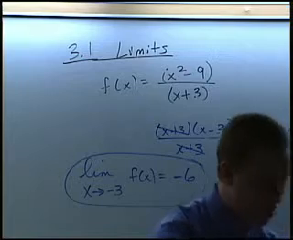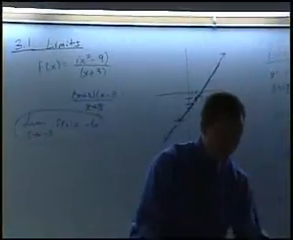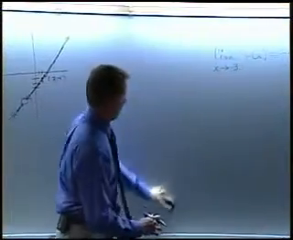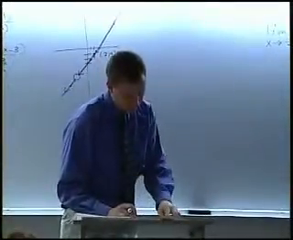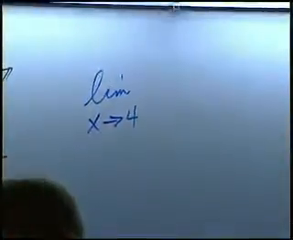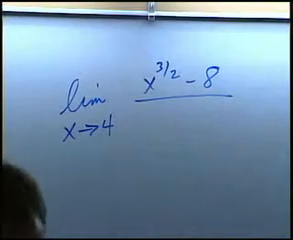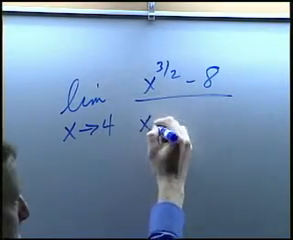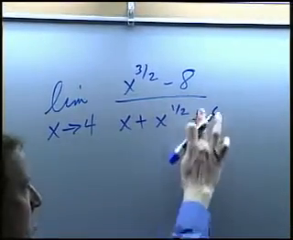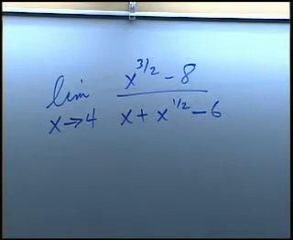Now, let's go to another example here. What if we look at this example here? Limit as x goes to 4 of x to the 3 halves minus 8 over x plus x to the 1 half plus 6, minus 6. Okay? So they want us to calculate this particular limit.